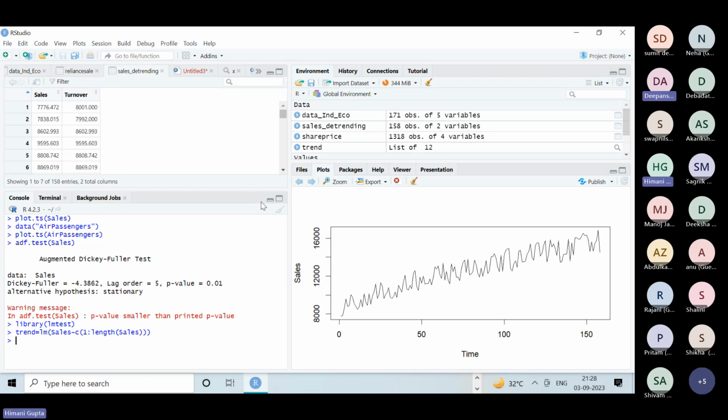Meanwhile, ma'am, I request you to please repeat it again for the LM function. LM function means linear model function.